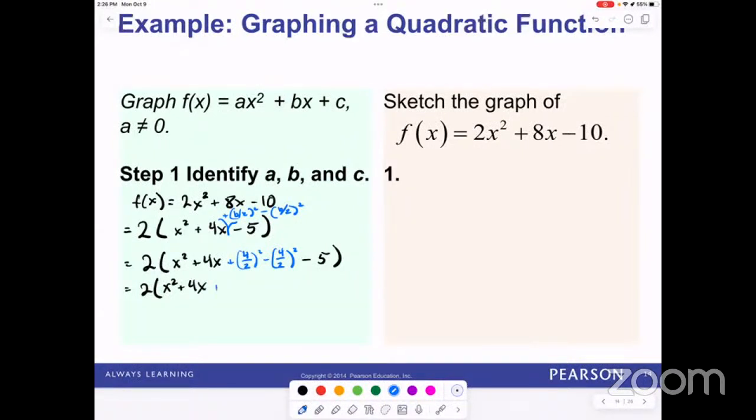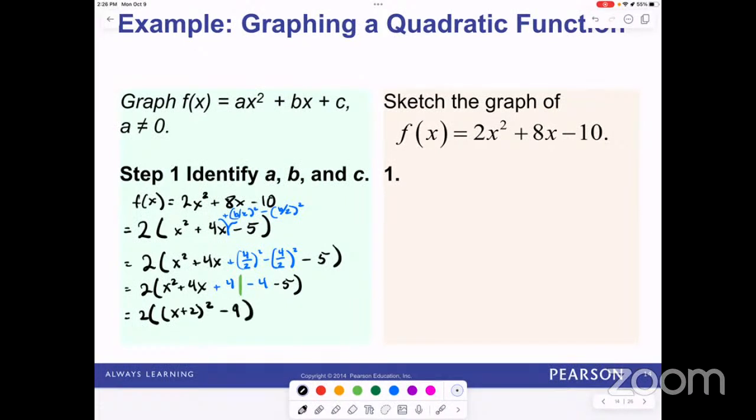Okay. So now what we want to do is group the first 3 terms together. So I'm going to separate them with this vertical green bar here. If we factor the first 3 terms, they factor into, I think it's what, x plus 2 squared. And then minus 4 minus 5 is minus 9. And then last thing that we like to do is distribute this 2.